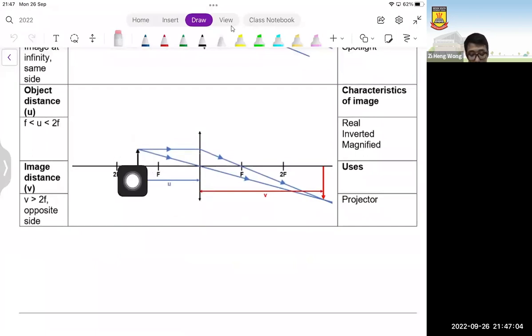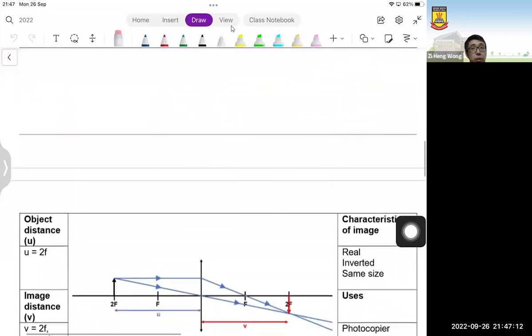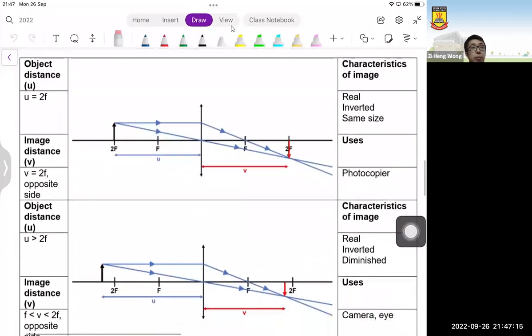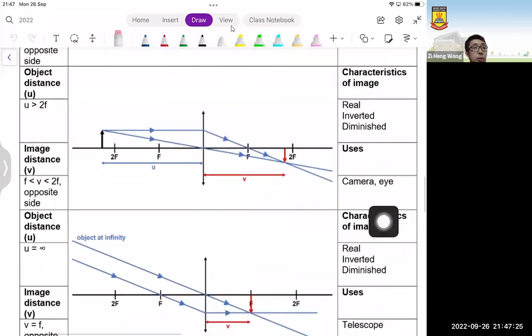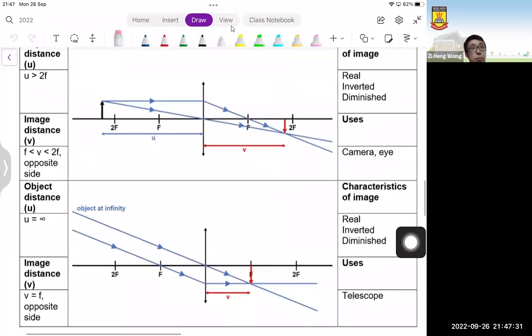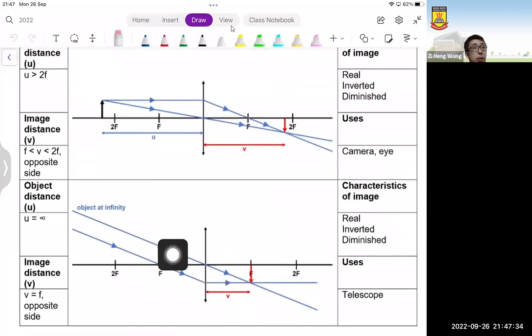Okay, your object distance between F and 2F, you draw, go through, you get this. So it's at 2F, you realize that the image and the object are the same size. So it's like a photocopier. Then more than 2F, okay, it will become smaller. Infinity, like I said, usually we don't draw.